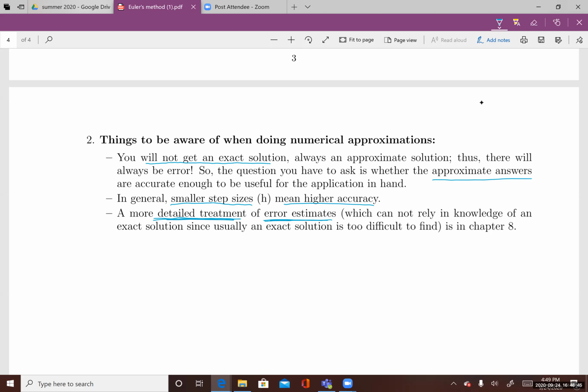In this class, Euler's method will be the only numerical method that we will discuss. But for your projects, you are welcome to pick one or two other numerical methods to study. So you know that there are other different methods out there. All the methods will have pros and cons, and which method to use will depend on the differential equation that you are looking at.